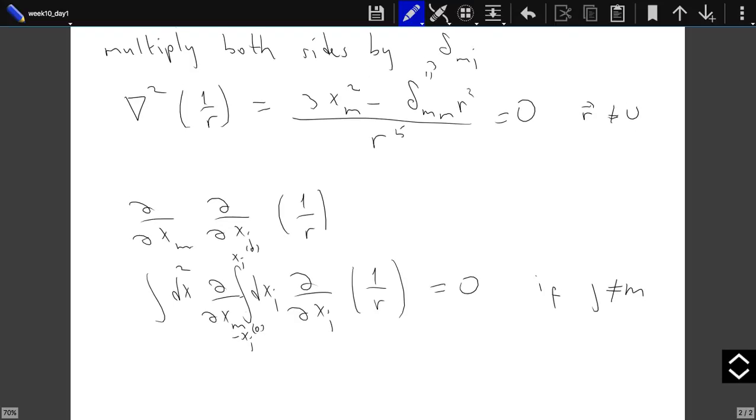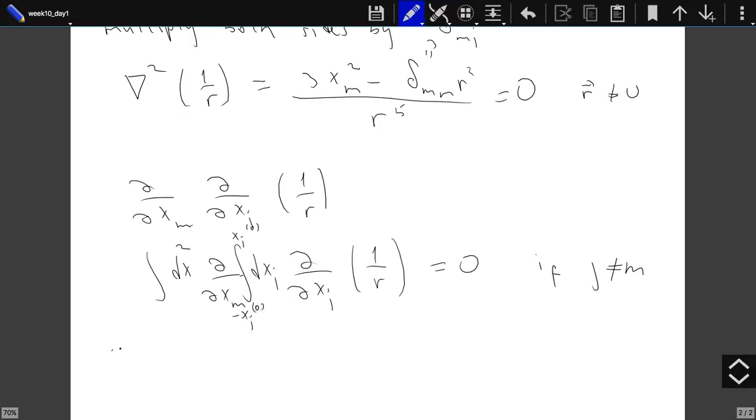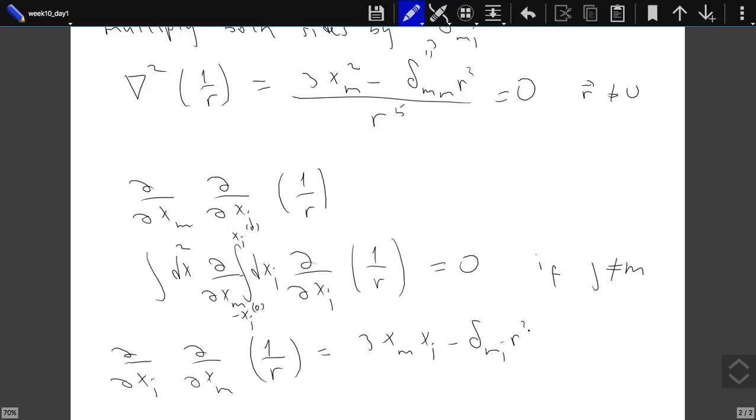So that tells me that del over del xj, del over del xm of 1 over r should be equal to (3 xm xj minus Kronecker delta mj r squared) over r to the 5th, plus, if j is equal to m, a 3-dimensional Dirac delta. Let's say I don't know the coefficient yet. Now I need to determine what this coefficient a is.